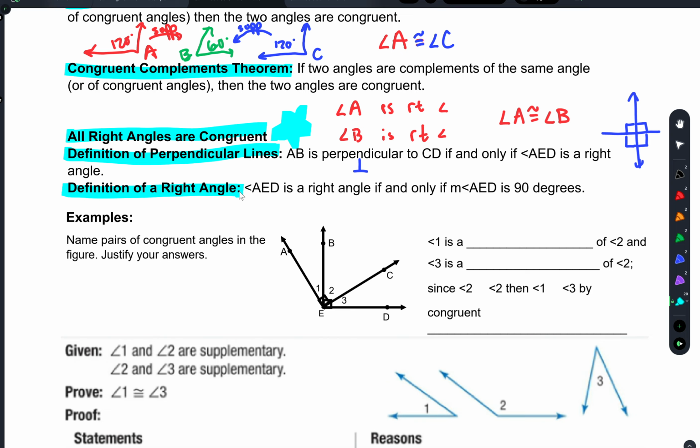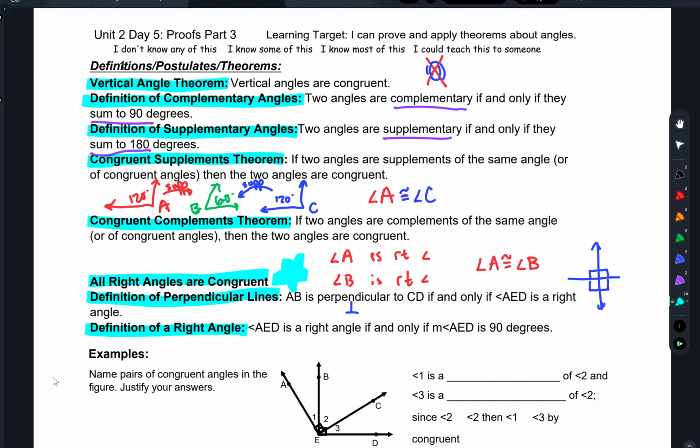Okay, so these two right here, definition of perpendicular lines and definition of right angles, often go hand in hand. We first start with a perpendicular line, we say that something is a right angle, and then using the definition of right angles, we can say that it's 90 degrees. So they're oftentimes used together. Any questions on any of these new definitions, postulates, theorems?